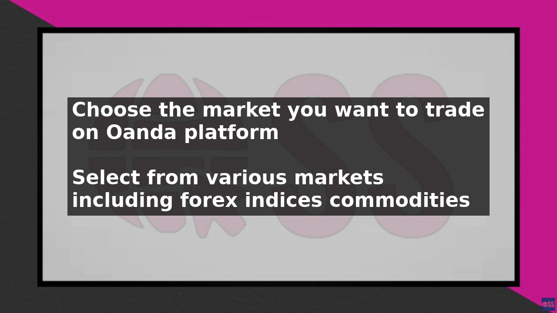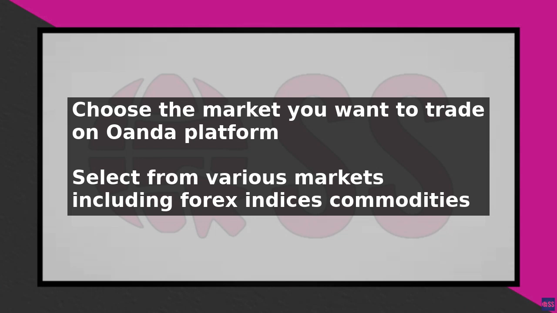Once you have selected the market, you need to decide on the type of trade you want to place. You can choose to buy or sell a CFD, depending on whether you think the price of the underlying asset will go up or down. For example, if you think the price of gold will increase, you can buy a gold CFD. If you think the price of gold will decrease, you can sell a gold CFD.